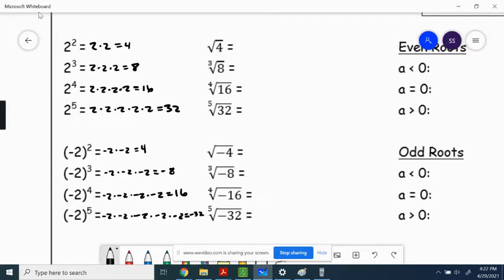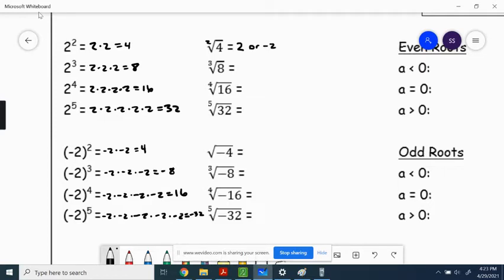I might have done that one too many times, but negative 2 to the fifth power is negative 32. Okay, so now if we look at the roots here, the second root of 4: how do we get 4 as an answer, right? We get it with positive 2 and with negative 2. So we have two answers. We could have 2 or negative 2.